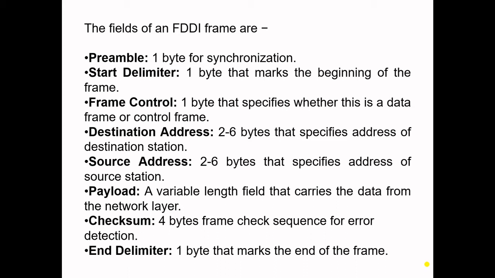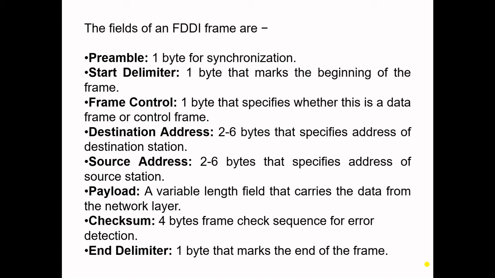Now the source address is 2 to 6 bytes that specifies the address of the source station. Now the payload field, a variable length field that carries the data from the network layer. So the payload field is a type of field that carries the data from the network layer.